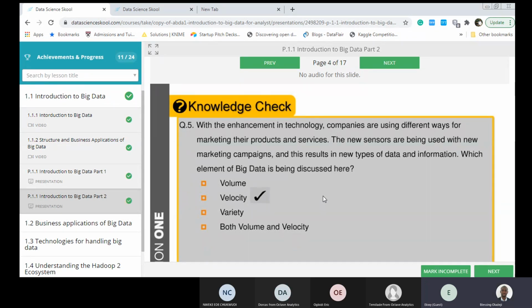Okay, thank you. I think it's a mistake there. The answer is actually variety, not velocity. When you talk about types, you're actually talking about different varieties of something. So we'll get that fixed and sorted, so that it doesn't repeat in subsequent slides.